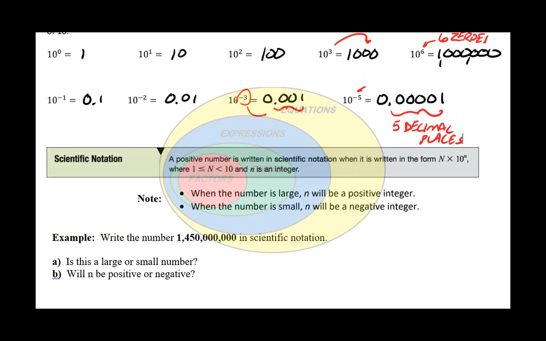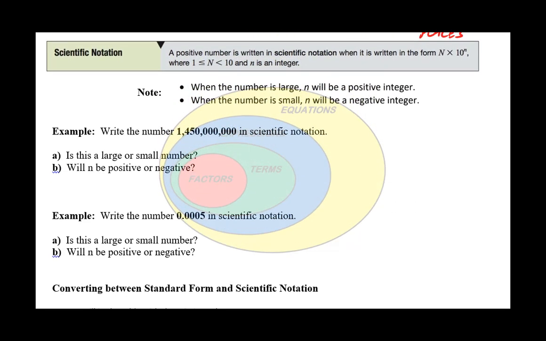So scientific notation is a number written as capital N times 10 to the nth, where capital N is a number between 1 and 10, and it's times 10 to the nth power. So if the number is large, we notice that n, the power of 10, will be positive. And if the number is small, then the power of 10 will be negative.